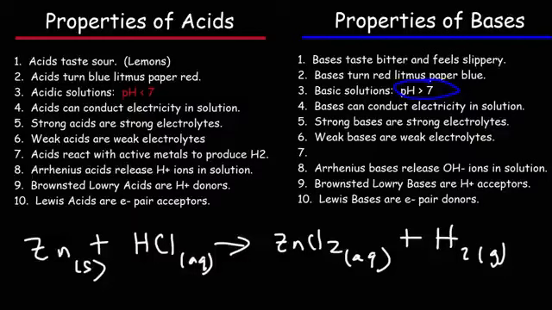Now let's review some of the definitions of acids. Arrhenius acids, they release H+ ions in solution. Arrhenius bases release hydroxide ions in solution. Bronsted-Lowry acids, the definition for that is they're proton donors. Bronsted-Lowry bases are proton acceptors. And here's another one. Lewis acids are electron pair acceptors, but Lewis bases are electron pair donors. So those are some other ways of defining acids.